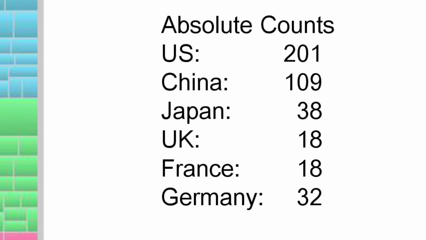The US has 201 computers on this list. So of the 500 computers, 201 are in the US. Now that's the lowest number since we started collecting this data. So the US investment perhaps in high performance computing has not kept pace with other countries. China has 109. So that tripled the number that they had on the previous list. So that's a big investment that China is making in high performance computing.